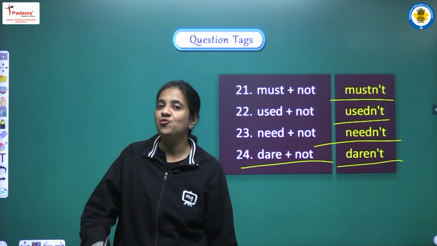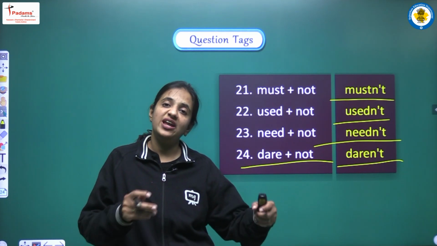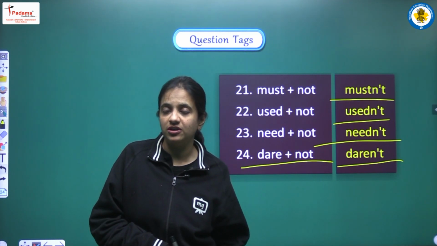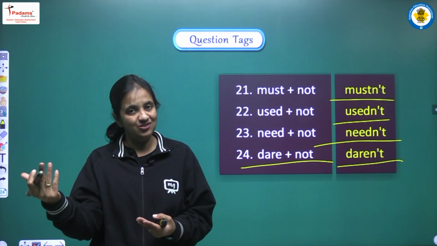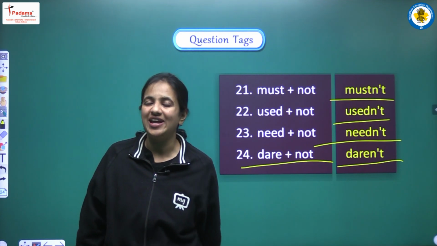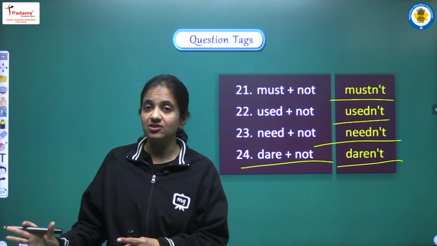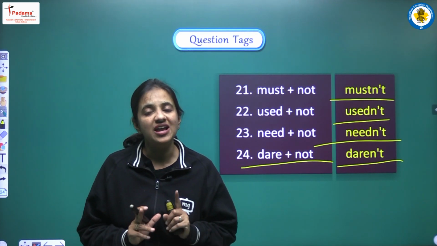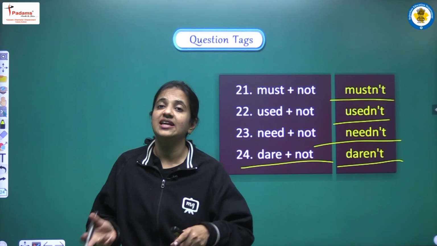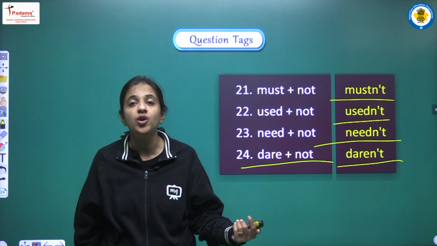Now I am sure that one question will be there in your mind, that how can we decide whether we have to write a negative tag or a positive tag. So yes, we will discuss this further, but I am telling you right now to just learn this: if we are having a positive sentence, then the tag will be negative, and if we are having a negative sentence, then the tag will be positive. This is the golden rule that you have to learn, right?